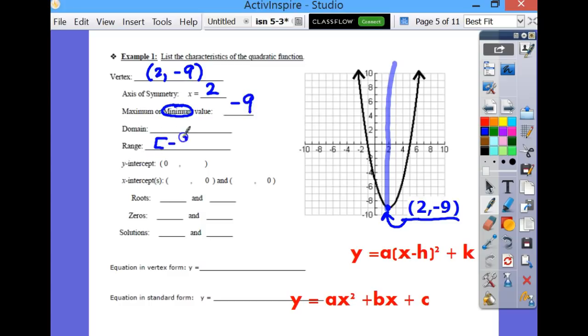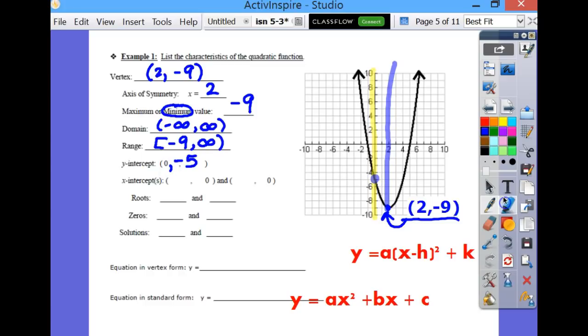The y value also goes with the range, so I'm going to go ahead and put in the range. The domain is the same for all parabolas. The y-intercept is where the graph crosses the y-axis. This point right here would be the y-intercept at (0, -5).